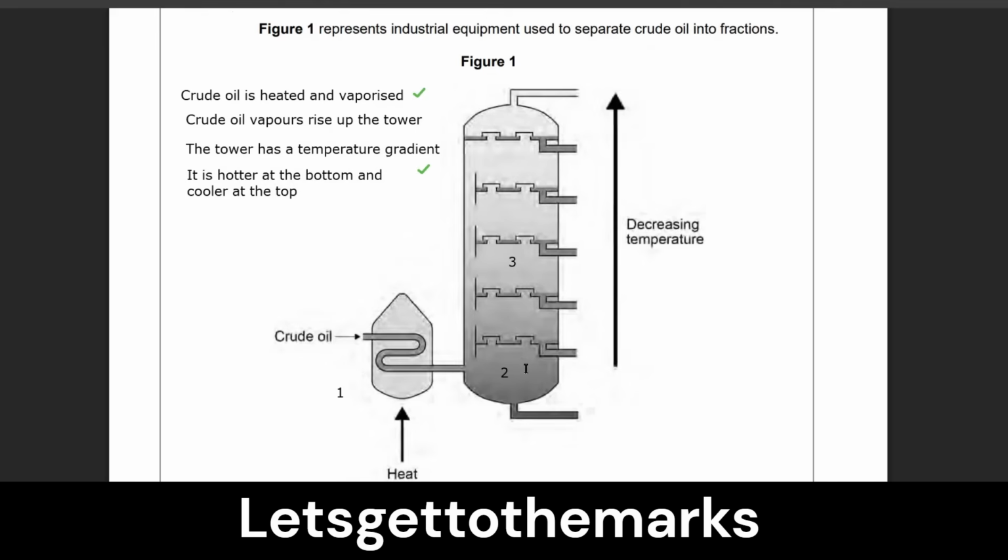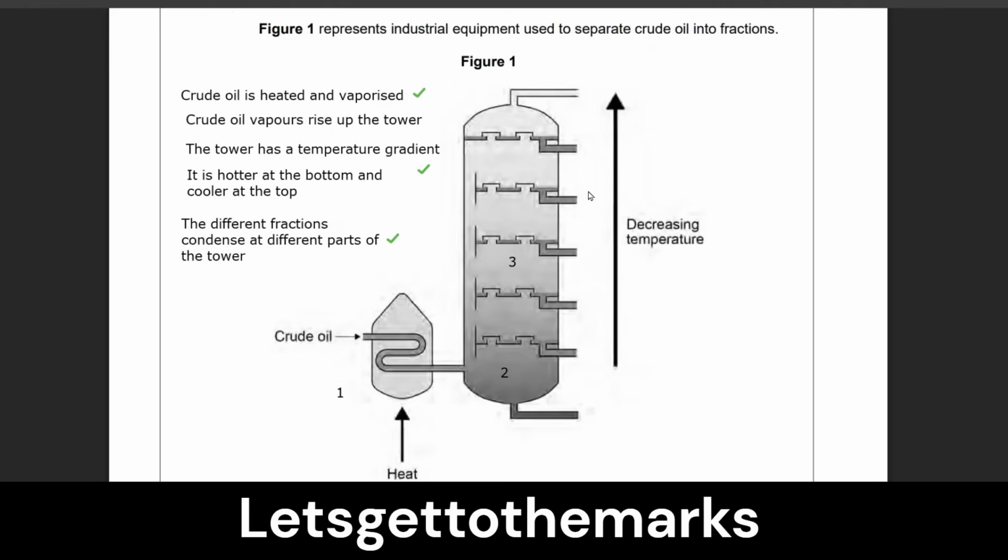What happens as the fractions move up the tower? Well, they turn back into a liquid from a gas. Do you remember the key word for that? So we want to say the different fractions condense. Oh my gosh, condense at different parts of the tower. So that is another mark to say, well, different ones come out. For instance, kerosene comes out before petrol.